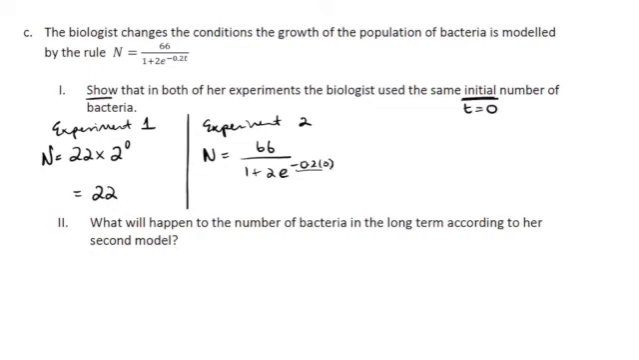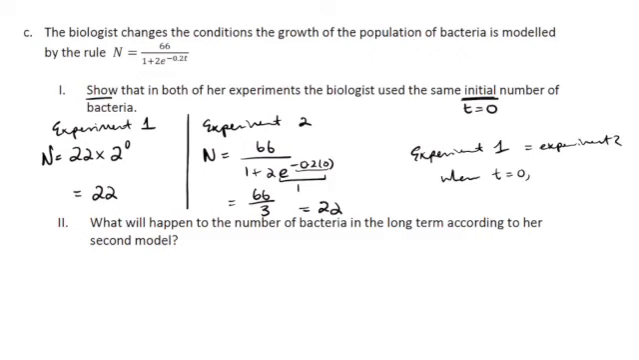Now, negative 0.2 times 0 is just 0, and e to the power of 0 is 1. So that'll be 66 divided by 3, because 1 plus 2 is 3, and then 66 divided by 3 is 22. So as we can see, experiment 1 is equal to experiment 2 when t is equal to 0, and very specifically, our initial number is 22.